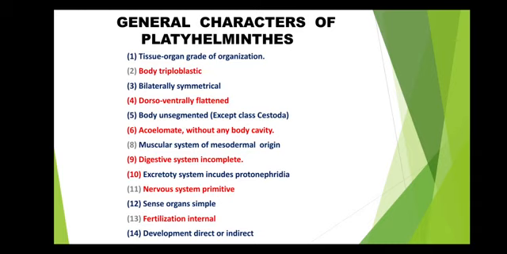The different larval stages of Fasciola hepatica: larval stage number 1, miracidium; number 2, sporocyst larva; number 3, redia larva; number 4, cercaria larva; number 5, metacercaria larva are present. In the tapeworms, for example Taenia solium, oncosphere larva, hexacanth larva, or cysticercus larva are found. Point number 16, regeneration. It is well marked in some flatworms like planaria.